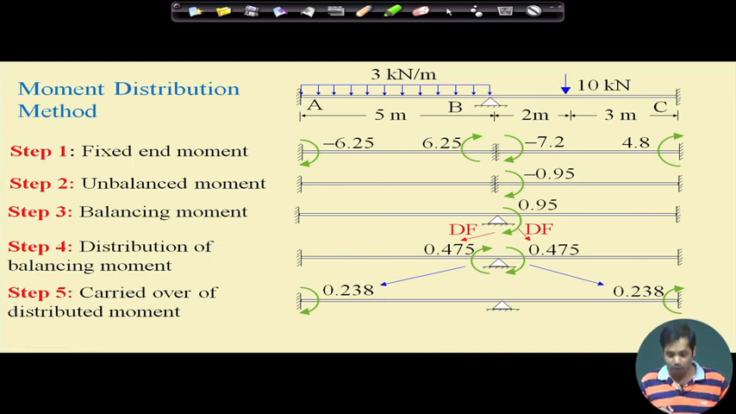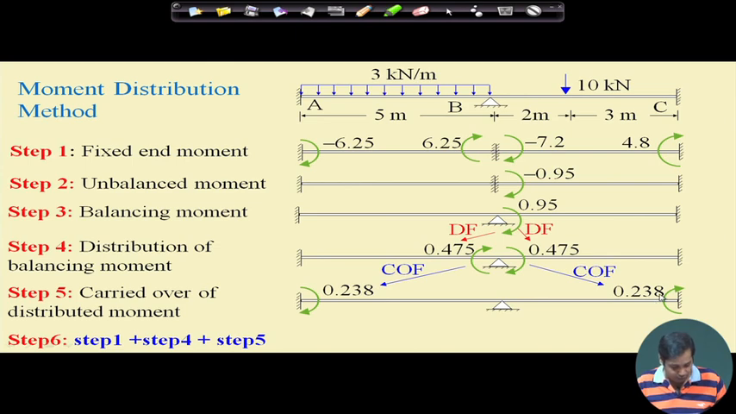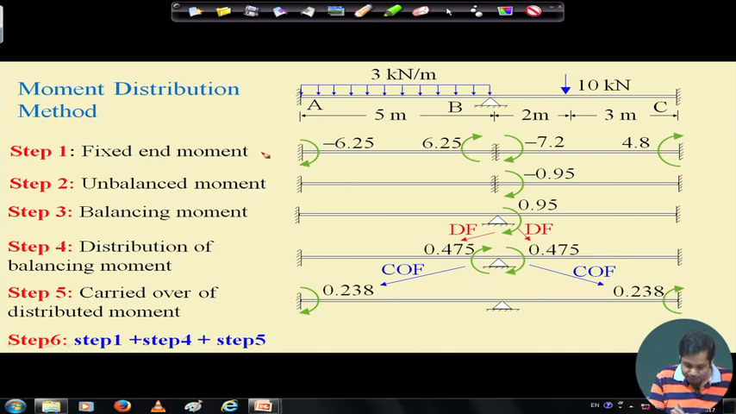Now step 6: once it goes there, let us see what the status is now, what the total moment is at this joint and at this joint. So this is the carryover through the carryover factor. Step 6 is step 1, this step plus step 4, and then step 5. So you sum them. What is the total moment we now have at the different joints, joint A, joint B and joint C?